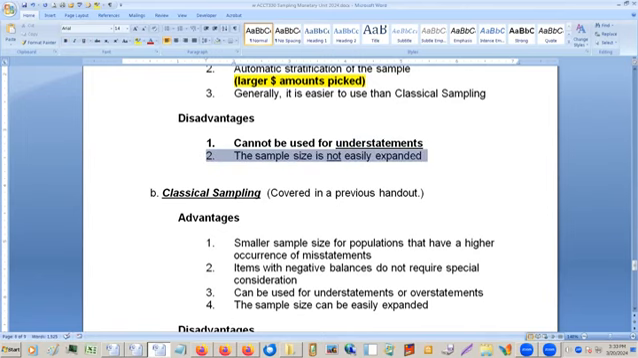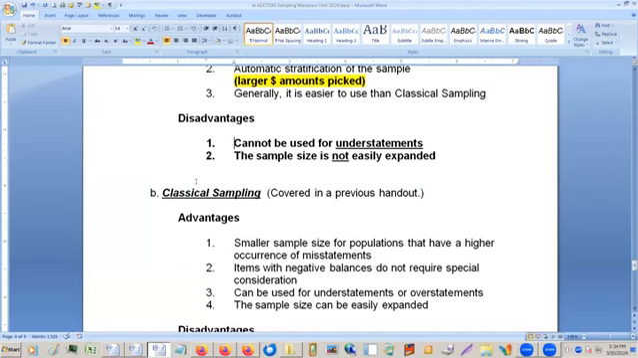And this is another big problem, that the sample size is not easily expanded. If you're doing classical sampling, you can take a larger sample, and if the items are picked randomly, that's fine too. Notice there's a problem with expanding the sample size for a monetary unit. If you pick a bigger sample size, that means the interval changes, and the items you pick will change. So it's not like, okay, we can go grab some more and be a little more sure.